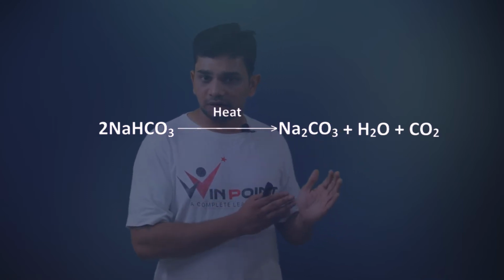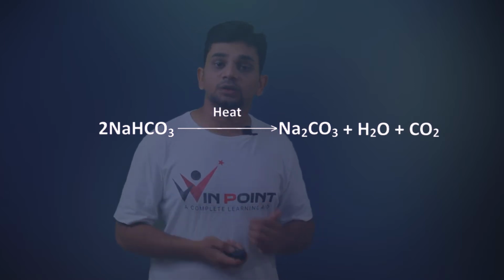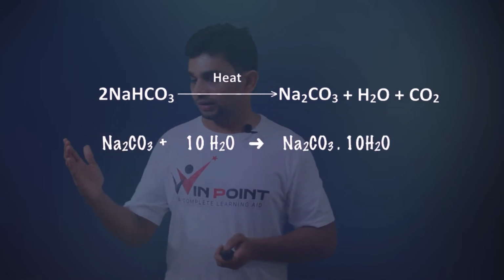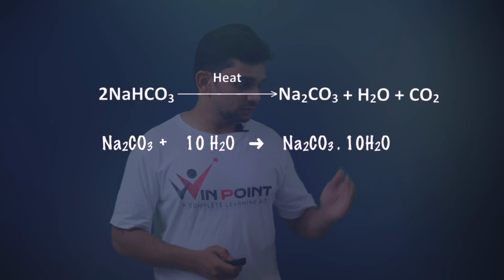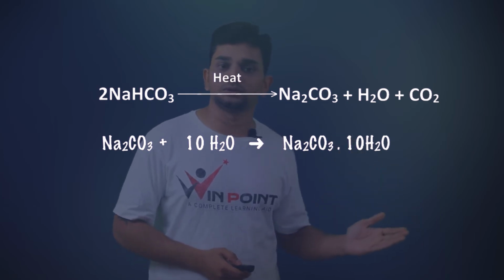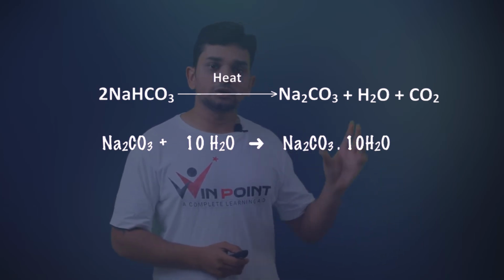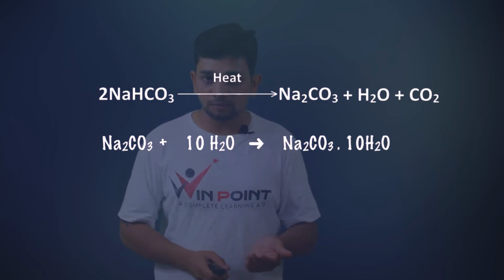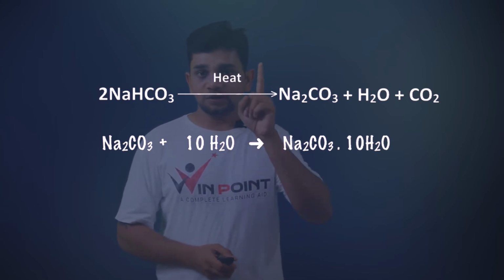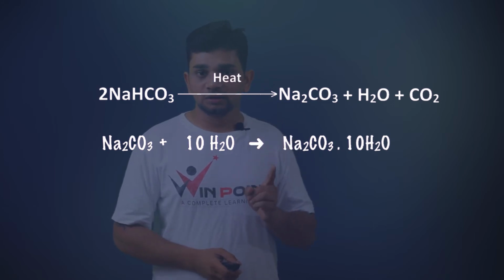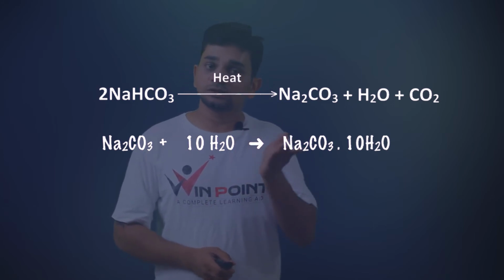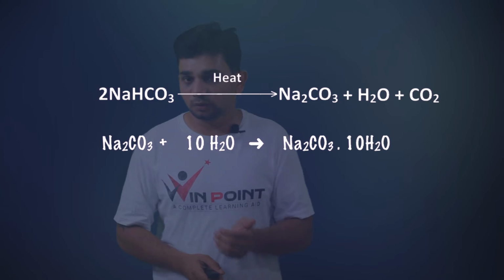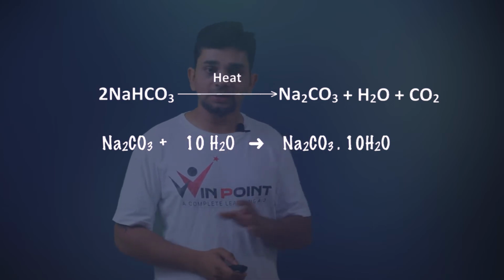We take this sodium carbonate and add water to it. Sodium carbonate plus 10H2O gives Na2CO3·10H2O. This Na2CO3·10H2O is washing soda. So washing soda is prepared from sodium bicarbonate. First step is heating sodium bicarbonate to form sodium carbonate, and this sodium carbonate we add with water to give washing soda.